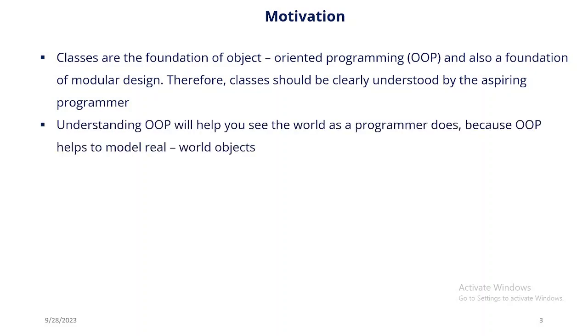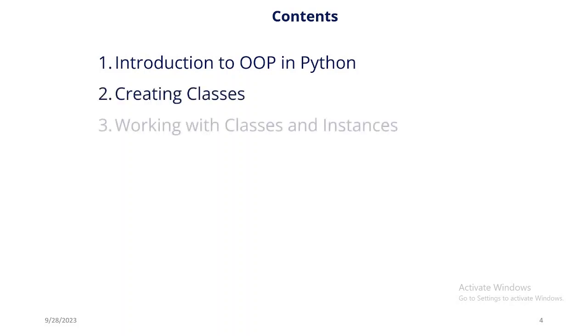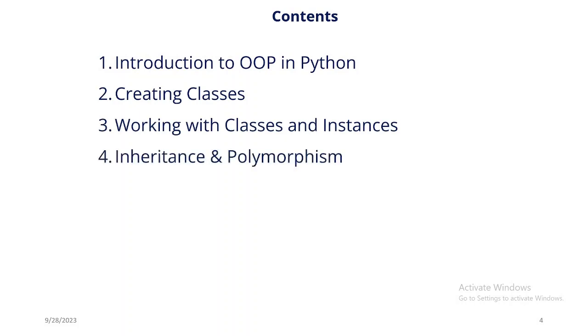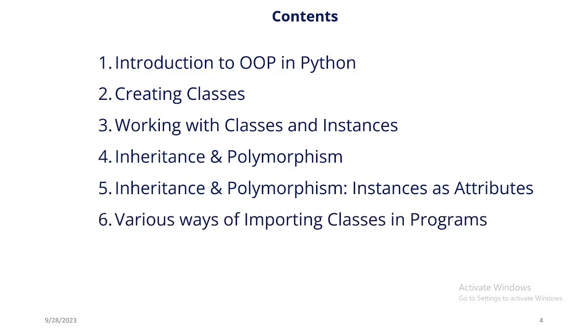Understanding object-oriented programming will help you see the world as a programmer does, because OOP helps to model real-world objects. Content: Introduction to Object-Oriented Programming in Python, creating classes, working with classes and instances, inheritance and polymorphism. Inheritance and polymorphism will look at instances as attributes, various ways of importing classes into programs, and styling classes.